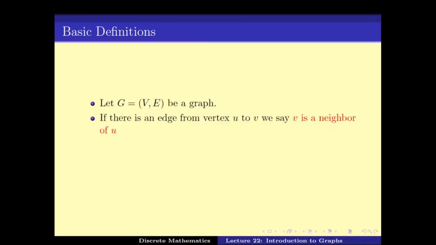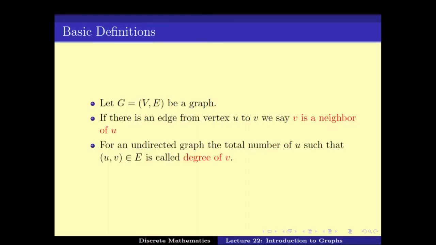So G is a graph, and if there is an edge from U to V, then we say that V is a neighbor of U. That's another definition. And for any undirected graph, the total number of pairs (U, V) that are there is known as the degree of V. This is the number of vertices that have an edge to V.